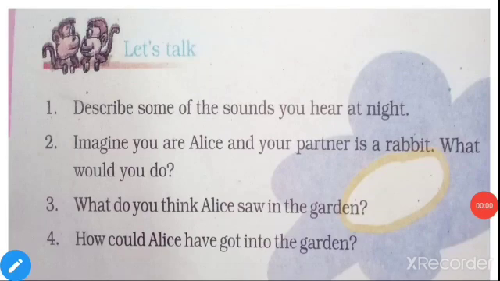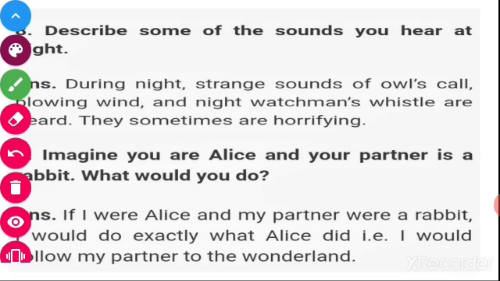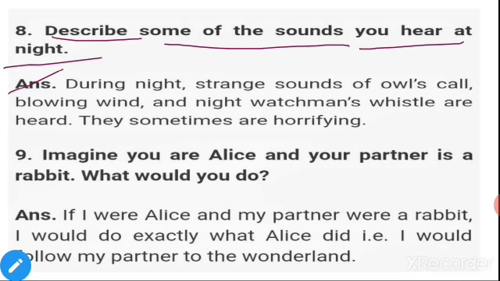Okay. Next, let's start. Here 4 questions are there. We are going to see the answers for these 4 questions. Okay, children. Here, describe some of the sounds you hear at night. Here answer for you. During night, strange sounds of owl's call, blowing wind, and night watchman's whistles are heard. They sometimes are horrifying.